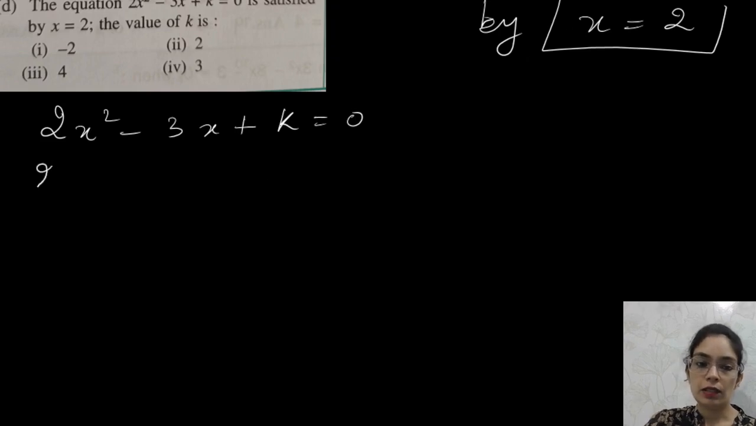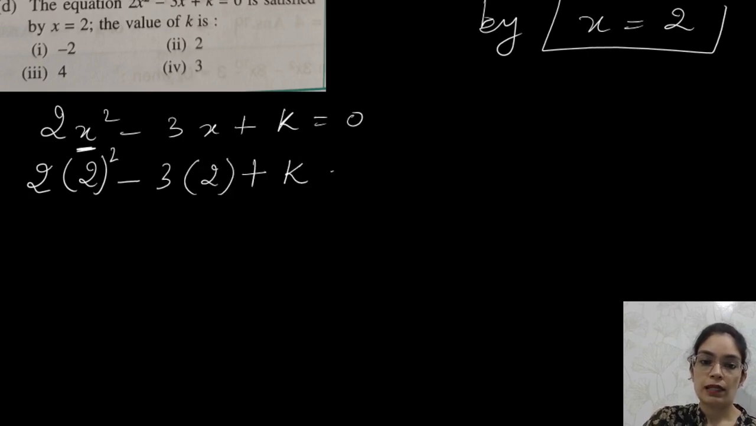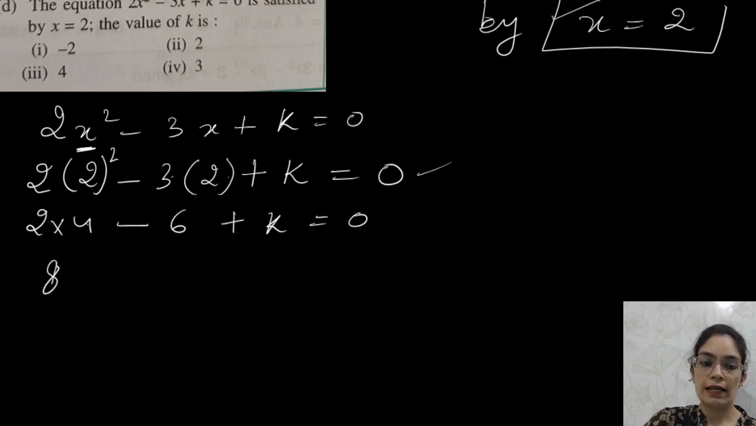Now in this equation, in place of x we will write the x value as 2. In place of x I have written 2, remaining everything as it is I am writing. So 2 into 2 square minus 3 into 2 plus k equals to 0, because if it is satisfied by this value of x, the answer we will get is equal to 0. So 2 square is 4. So 2 into 4 minus 3 into 2 is 6 plus k. 2 into 4 is 8 minus 6 plus k is equal to 0.